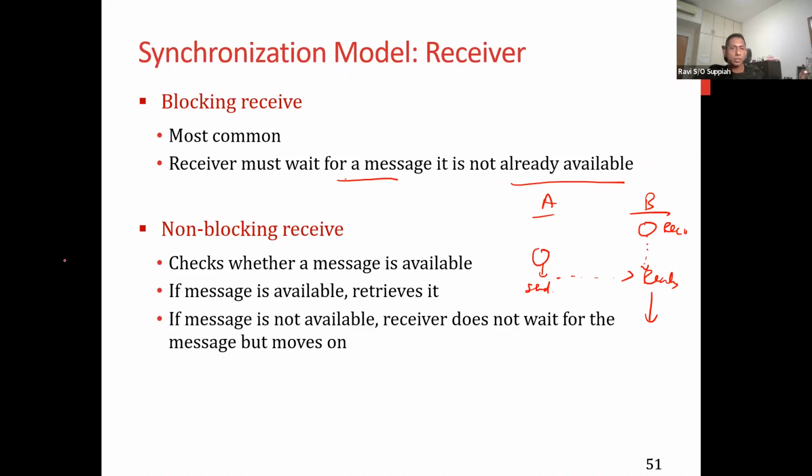Then of course there is also the option of a non-blocking receive. Non-blocking receive means you don't wait. Then the question comes, if I don't wait and I don't have the message, what do I do? That is where your code needs to factor in both these scenarios. I try to retrieve a message, but nobody has sent me the message. If I get the message, what do I do? If I don't get the message, what do I do? That is something that you need to implement in your code.